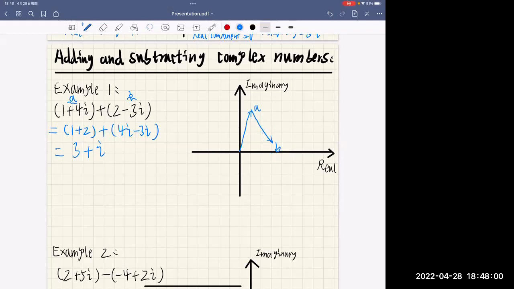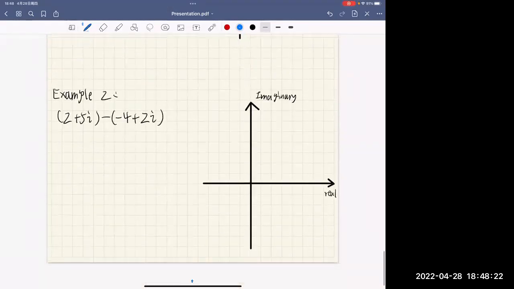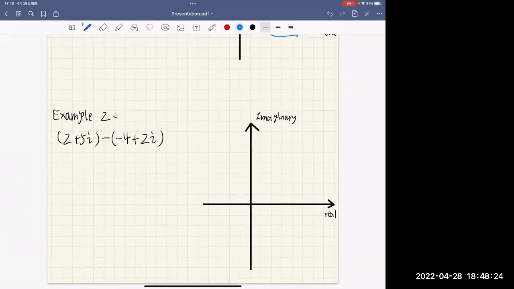So we can see the new vector A plus B is here. So this is A plus B, and A plus B is 3 plus i, which is the same as our answer, right? 3 plus i. So that is how we add complex numbers and how we represent it geometrically. Now example 2 is about the subtraction of complex numbers, and we do the same. We subtract their real components, and then we subtract their imaginary components, okay?